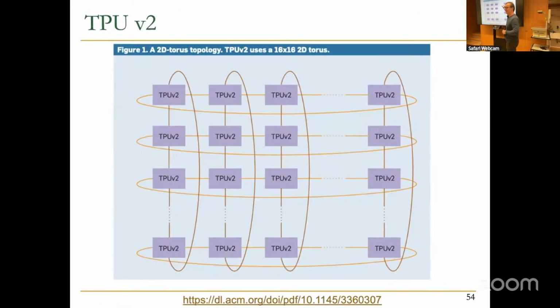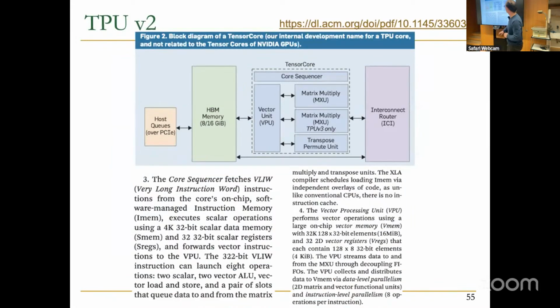So you can see that they wanted to parallelize a lot of matrix operations. If you look at each of these, they call it tensor cores, which is unfortunate because they had to clarify it: the block diagram of a tensor core, our internal development name for a TPU core, and not related to the tensor cores of NVIDIA GPUs.